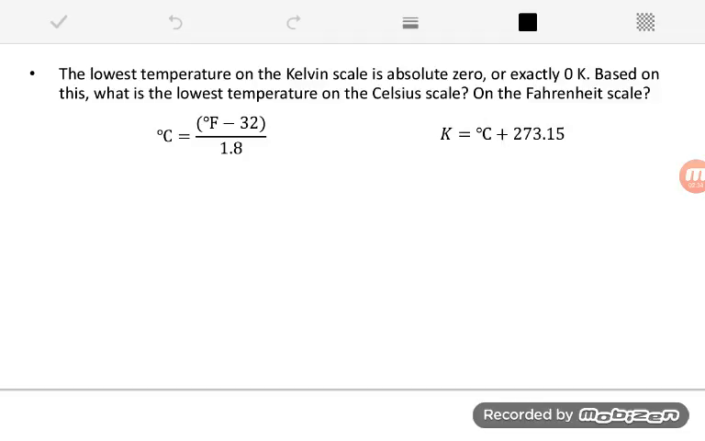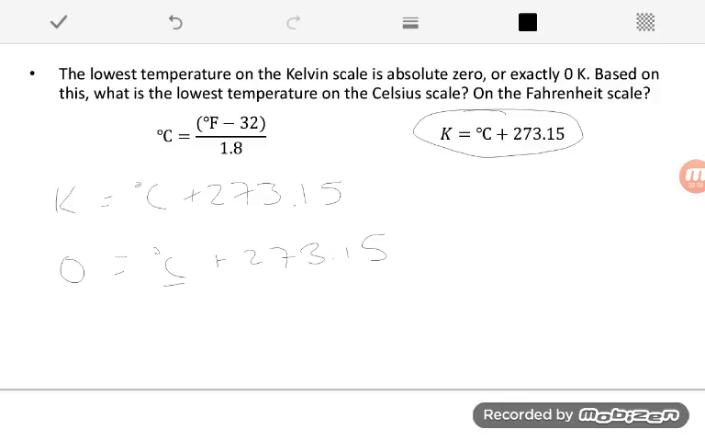So the only equation we have with the Kelvin in it is this one right here. So this is the equation we're going to have to use first. So we have Kelvin is equal to degrees Celsius plus 273.15. So we simply plug in 0 for Kelvin, and then solve for degree Celsius. So we're solving for this, so we're going to subtract 273.15 from both sides. And we see that the degree Celsius is equal to simply negative 273.15. So this is the coldest temperature on the Celsius scale.